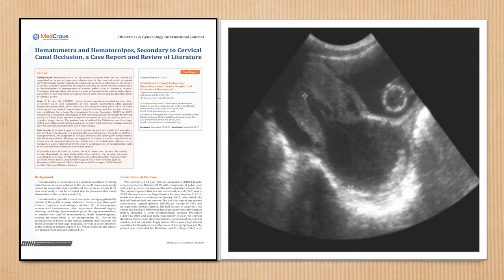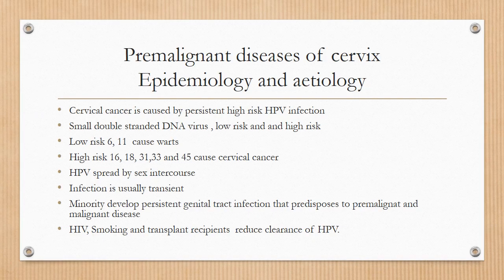This is the ultrasound picture of hematometra. Sometimes it is converted into pyometra if it gets infected. This is the cervical stenosis, and this is all collection of the blood inside the uterine cavity.